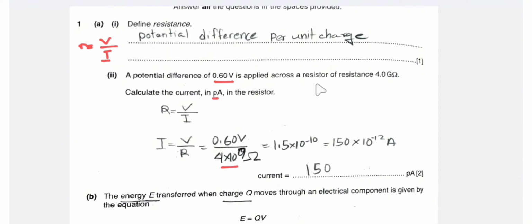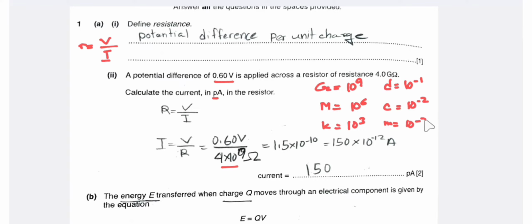So what is pico? Giga is 10 to the power 9, mega is 10 to the power 6, kilo is 10 to the power 3. Deci is 10 to the power negative 1, centi is 10 to the power negative 2, milli is 10 to the power negative 3, micro is 10 to the power negative 6, nano is 10 to the power negative 9, and pico is 10 to the power negative 12. So we need to find the current in picoampere.